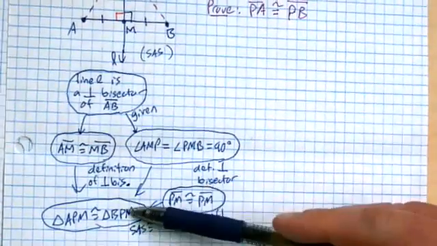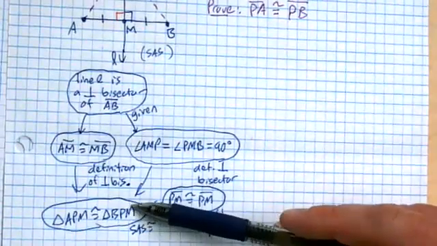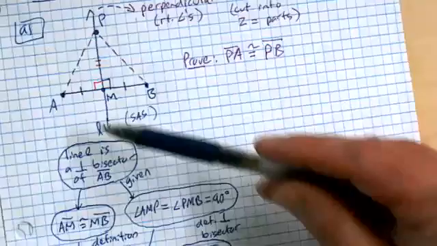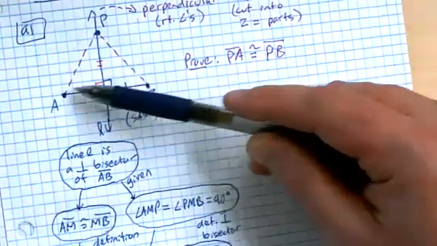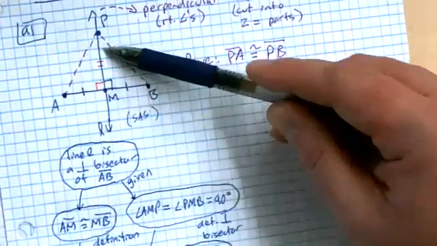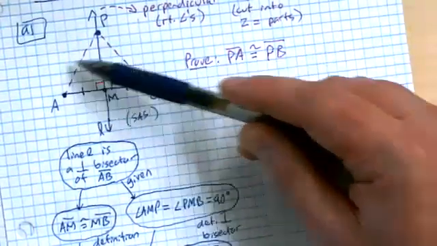The triangles are congruent, right? If the triangles are congruent, all of their parts have to be congruent also. You have now proven to me that these two triangles are congruent. That means that these angles match. That means that these angles are the same. That means that these sides are the same. And that's what we were trying to prove.